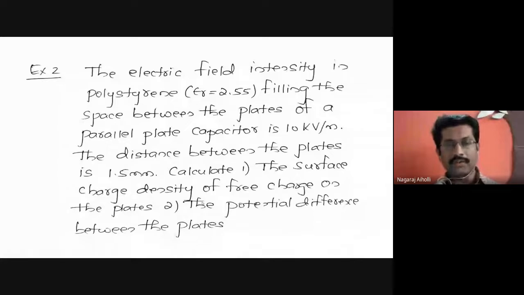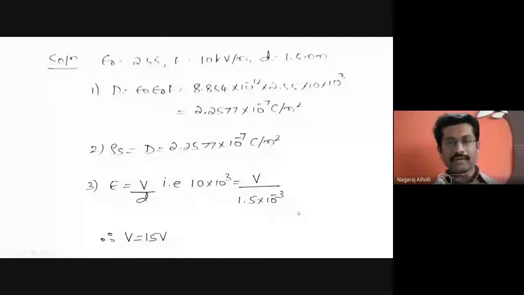What is the conversion? How do you convert millimeter to meter? 1.5 millimeter, how do you convert it into meters? 1.5 into 10 raised to minus 3 meter. 1 millimeter is 10 raised to minus 3 meters. Remember this. Therefore, 1.5 millimeter is equal to 1.5 into 10 raised to minus 3.